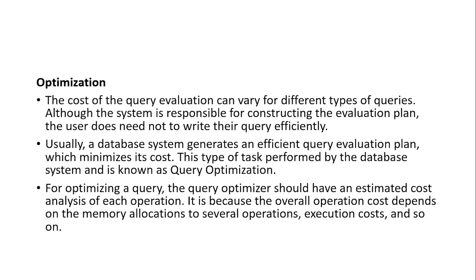Optimization. The cost of query evaluation can vary for different types of queries. Although the system is responsible for constructing the evaluation plan, the user does not need to write their query efficiently. Usually, a database system generates an efficient query evaluation plan which minimizes its cost. This type of task performed by the database system is known as query optimization. For optimizing a query, the query optimizer should have an estimated cost analysis of each operation. It is because the overall operation cost depends on the memory allocations to several operations, execution cost, and so on.